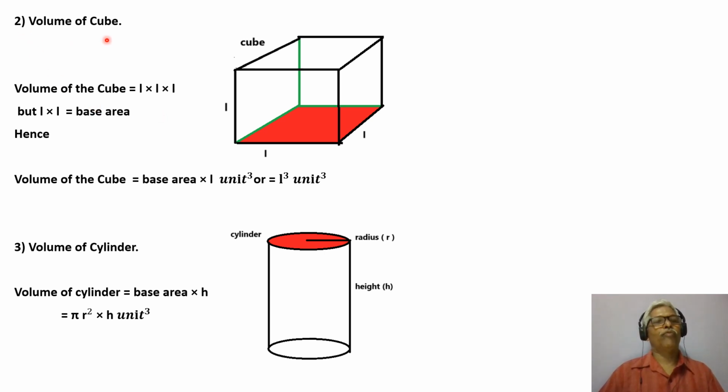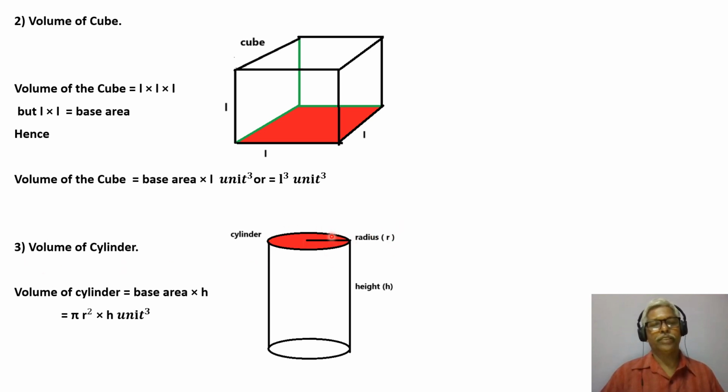Second one, volume of cube. This is a cube, all sides are equal. This is length, this is breadth, and this is height, all are L. So the volume of the cube is L into L into L. But L into L is the base area, this colored or red part. Hence, volume of cube will be base area into L, unit cube, or L cube, unit cube. Very simple.